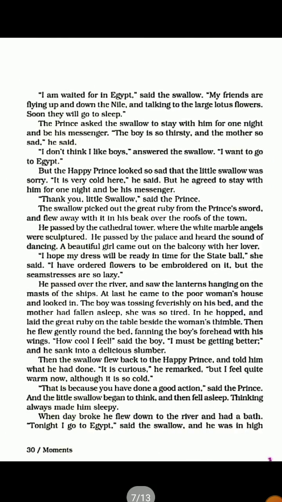First, the swallow said that his friends had gone to Egypt. He was waited for in Egypt. But the happy prince requested him to stay one night. The swallow agreed. He picked up the ruby and flew to the woman's house. He put the ruby near the woman's thimble. Thimble means a metal or plastic cap to protect the finger.